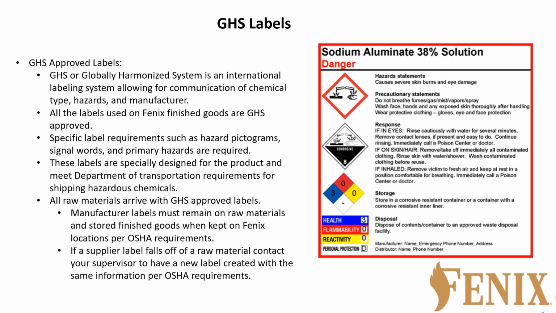All raw materials arrive with GHS-approved labels. Manufacturer labels must remain on raw materials and stored finished goods when kept on Fenix locations per OSHA requirements. If a supplier label falls off of a raw material, contact your supervisor to have a new label created with the same information per OSHA requirements.